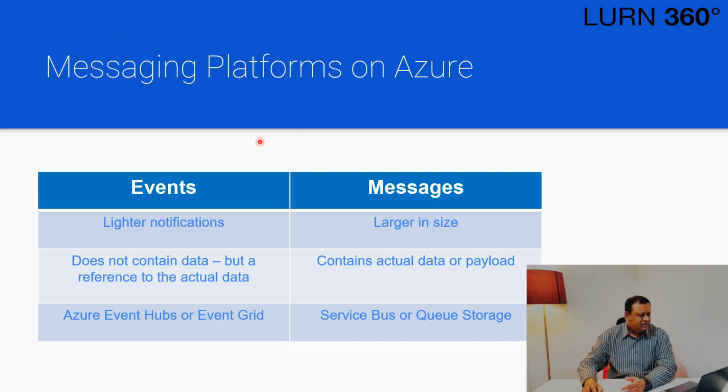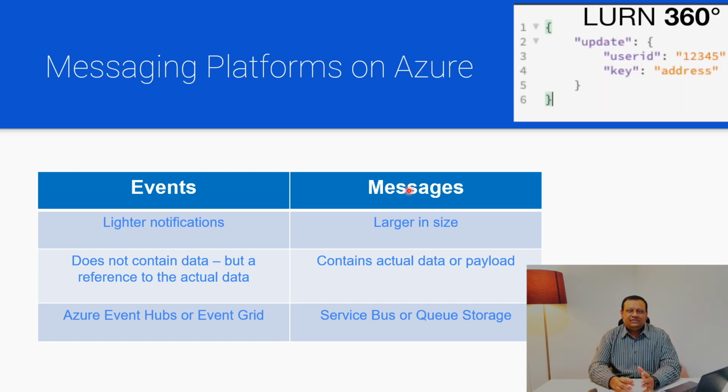Before we learn about Service Bus and the queues and topics and other offerings within Service Bus, let's quickly review what the other ways of using messaging are, what Azure offers, and what the distinctions between them are. Here on my screen, you can see there are two types of messaging platforms available on Azure. The first one is events, and the second one is messages. There is a very distinct difference between these two. So let's understand what events are and what messages are.